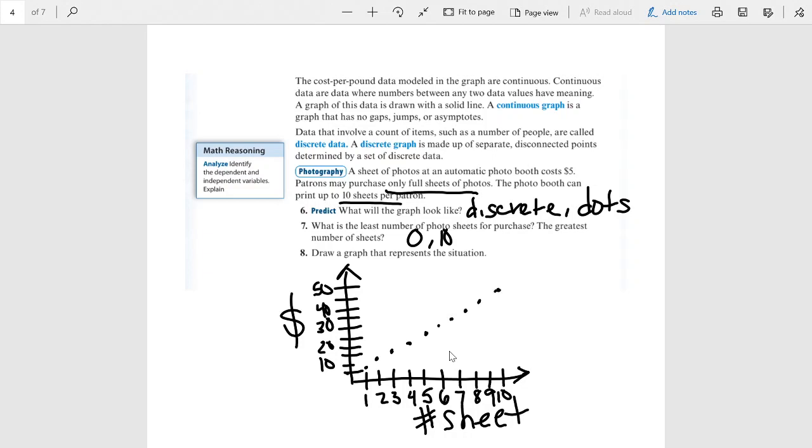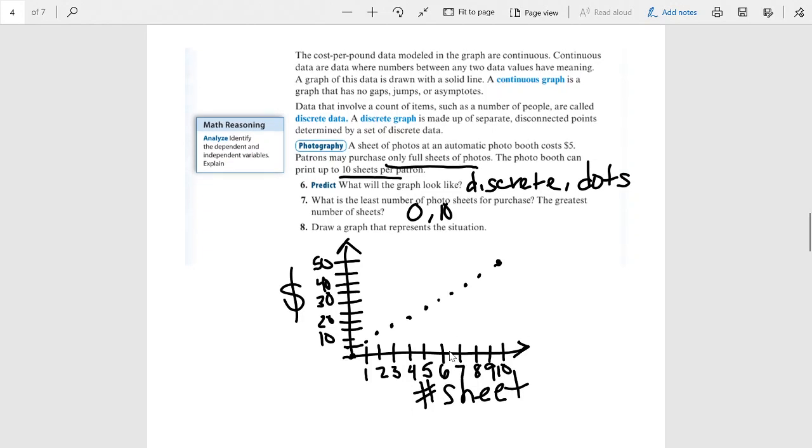All the way up to 10 for $50, but I'm not going to connect them. I can have 0, 0. I can have 10 sheets for $50, but I can't have 4.5 sheets, or 6.5 sheets. I can't do that, so I only have the dots, so I'm not going to connect them, and that's what we would do to represent the situation.